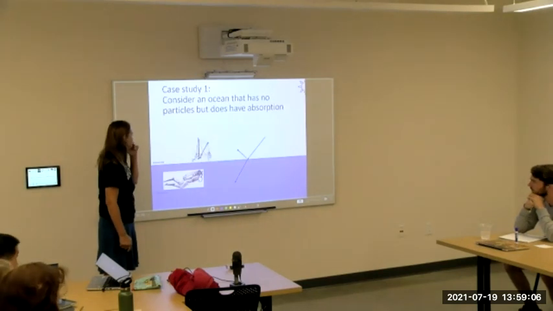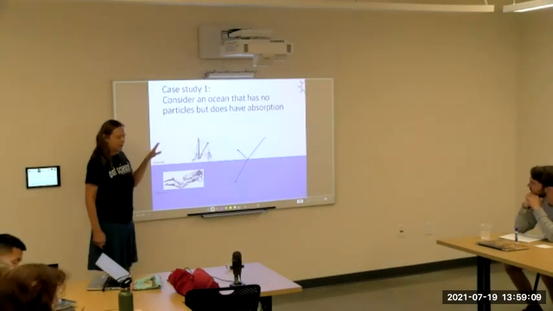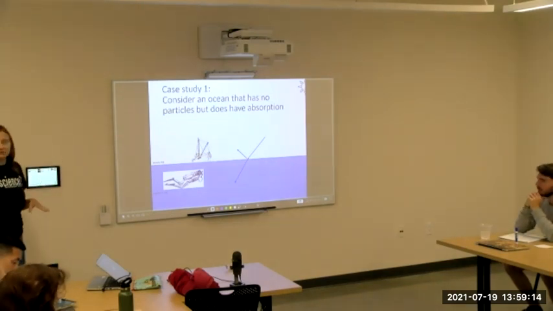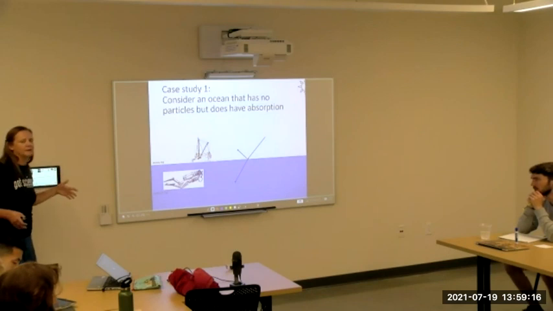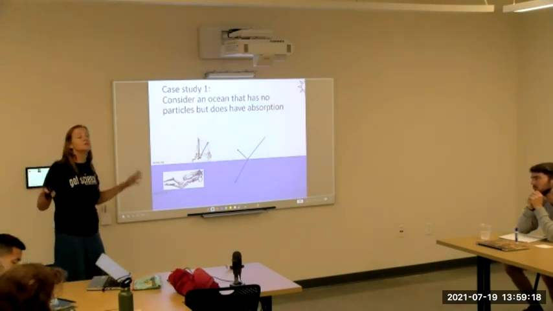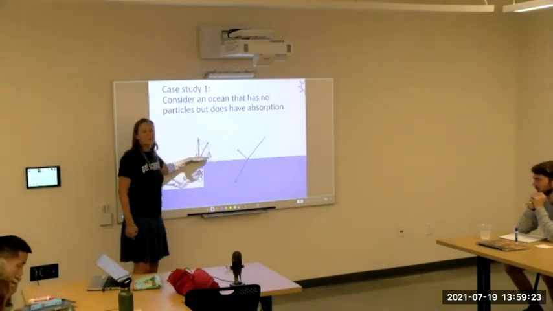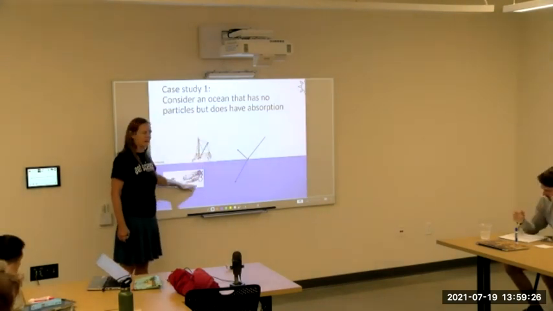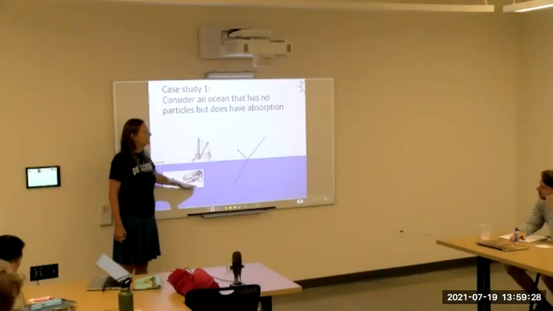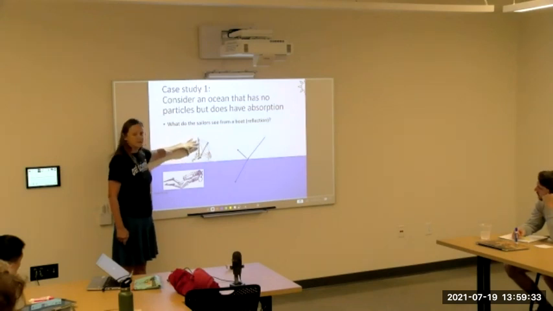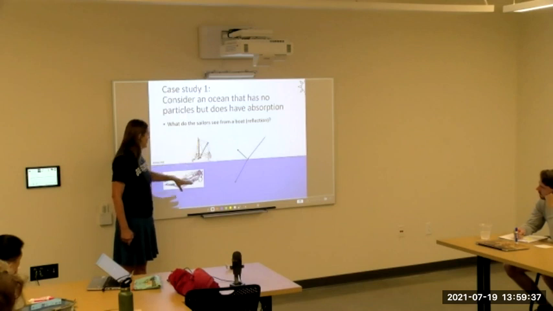Okay, good. So let's do some practice. I want to consider an ocean that has no particles, so no scattering. I know that water molecules scatter, but we're going to ignore that. We're going to pretend that there's no scattering, there's just absorption. You can either be on the vessel or you can be the diver. You can be both. I want you to think about, what do the sailors see when they look at the ocean? And what does the diver see?